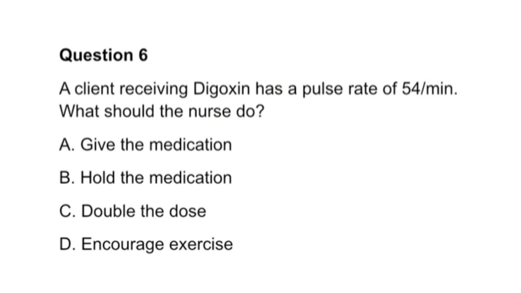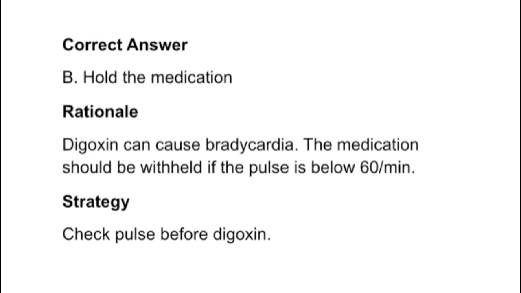Question 6. A client receiving digoxin has a pulse rate of 54 per minute. What should the nurse do? A. Give the medication. B. Hold the medication. C. Double the dose. D. Encourage exercise. Correct answer: B. Hold the medication.